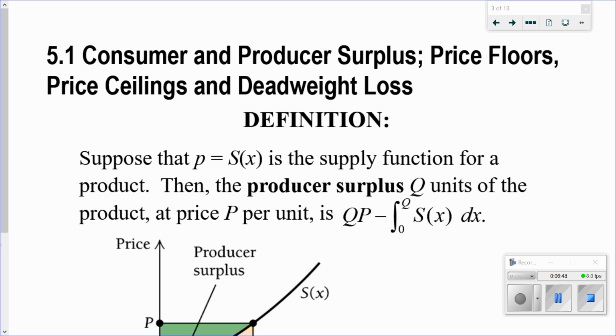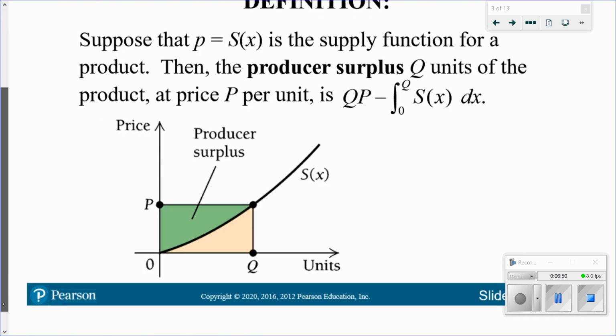Okay, now we can do the same thing on the producer side. As producers, the higher the price goes, the more units we are willing to sell. So the demand is low when the price is low. I'm sorry, we are willing to sell fewer units when the price is low. And as the price goes up, we are willing to sell more and more units.